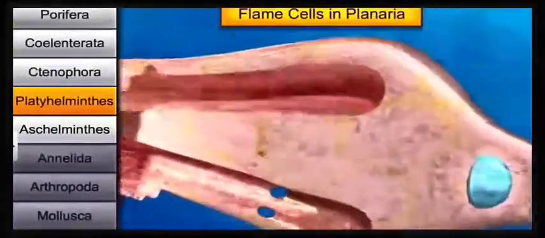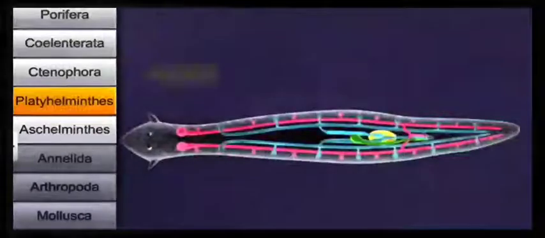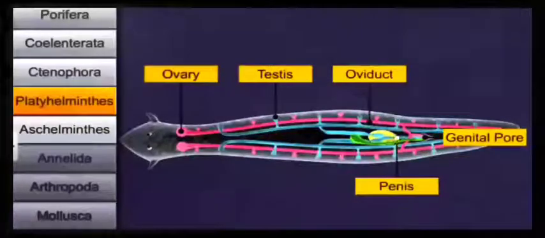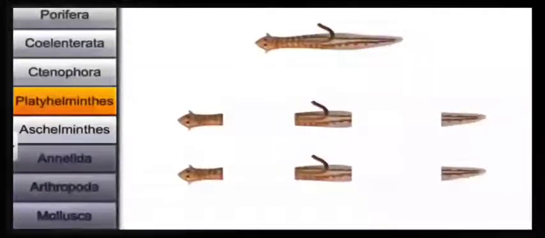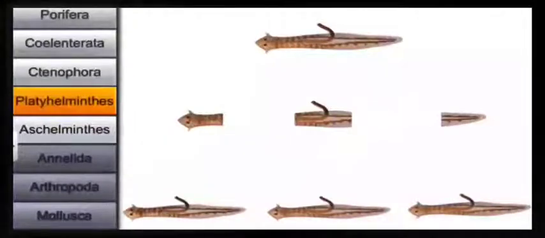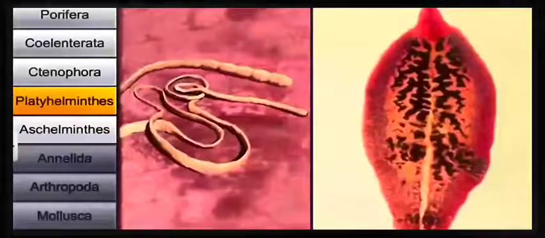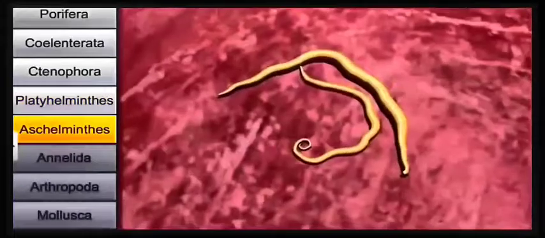They have typical cells called flame cells which help in excretion, that is osmoregulation. They are also hermaphrodite. Both gametes are produced by the same organism and they also show fragmentation. Generally it is regeneration. When their body is accidentally cut into more parts, then they have the ability to regenerate. These are the examples: Taenia and liver fluke, Fasciola.